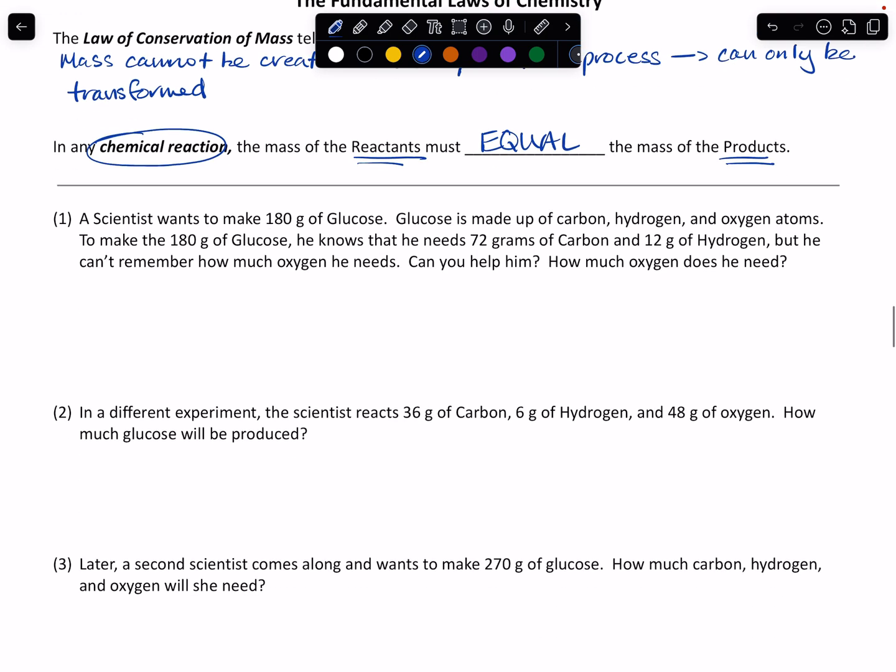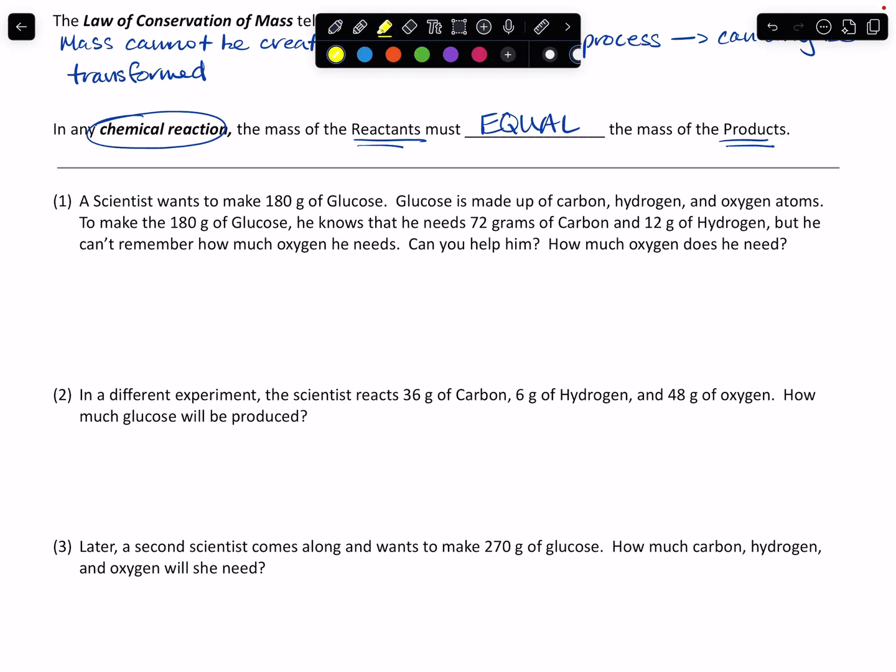Okay. So, what does that mean in terms of mathematics? All right. Well, let's look at this problem. All right. A scientist wants to make 180 grams of glucose. Glucose is made up of hydrogen, carbon, and oxygen atoms. All right. To make the glucose, he needs to react 72 grams of carbon and 12 grams of hydrogen, but he can't remember how much oxygen that he needs. Can you help him? How much oxygen does he need for this reaction?